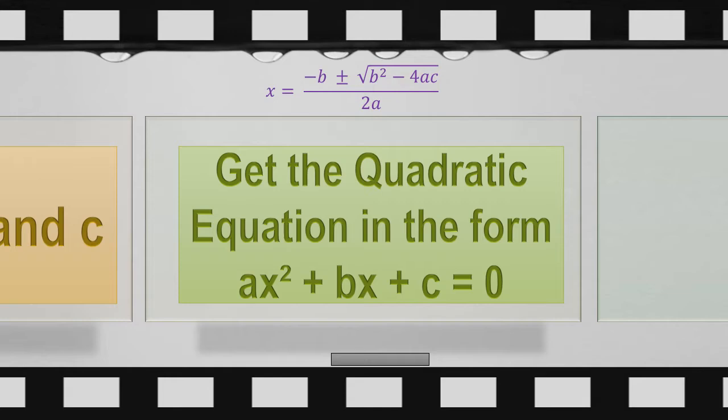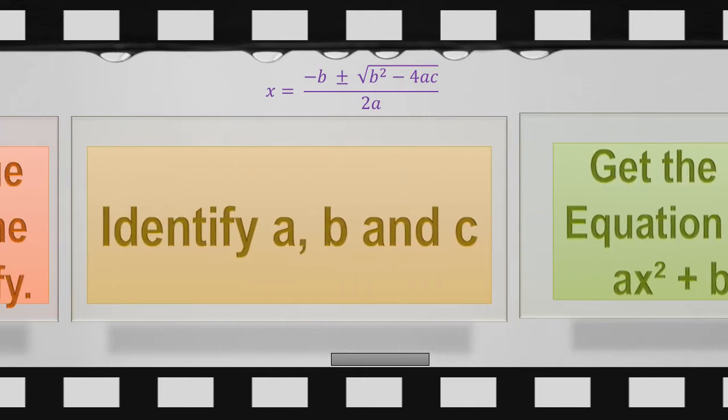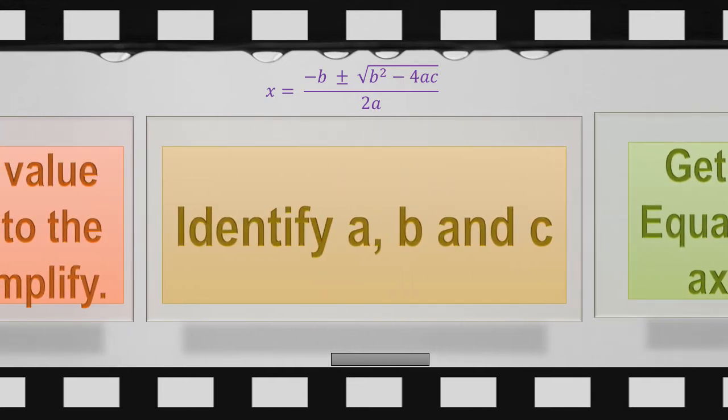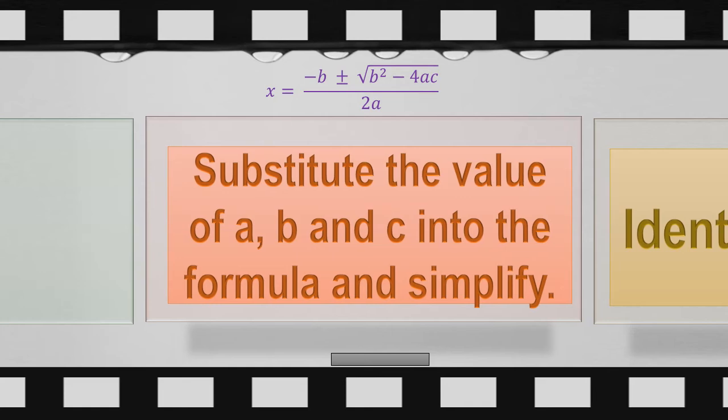The first step is get the quadratic equation in the form of ax squared plus bx plus c is equal to 0. The second step is identify A, B, and C. The third and the last step, substitute the value of A, B, and C into the formula and simplify your answer.